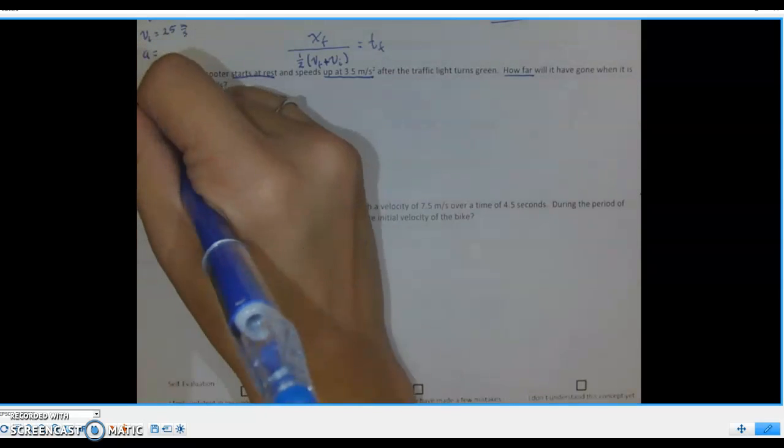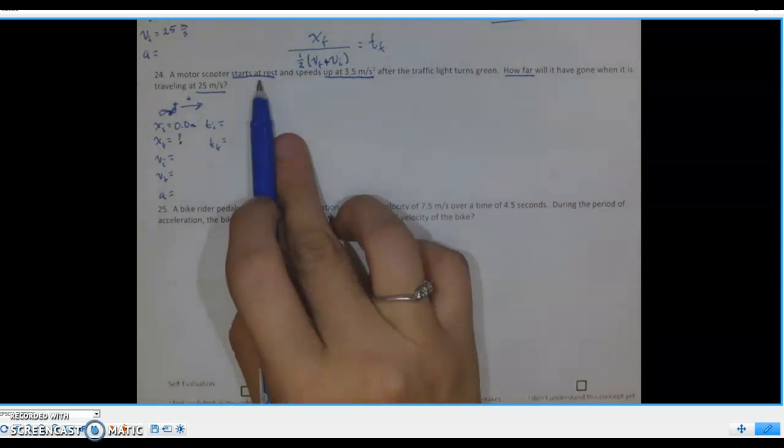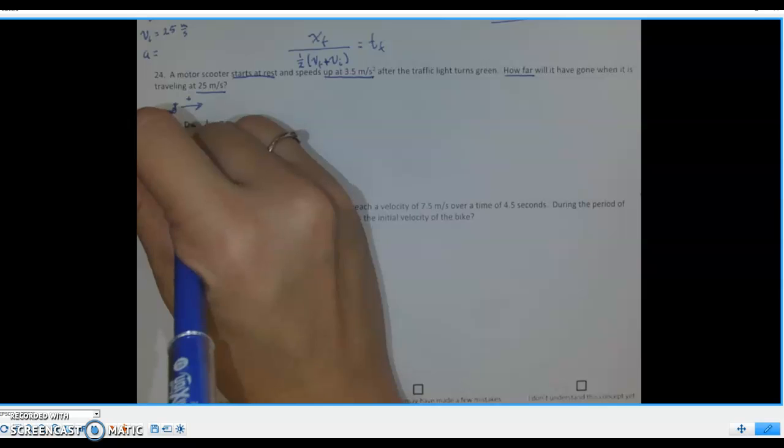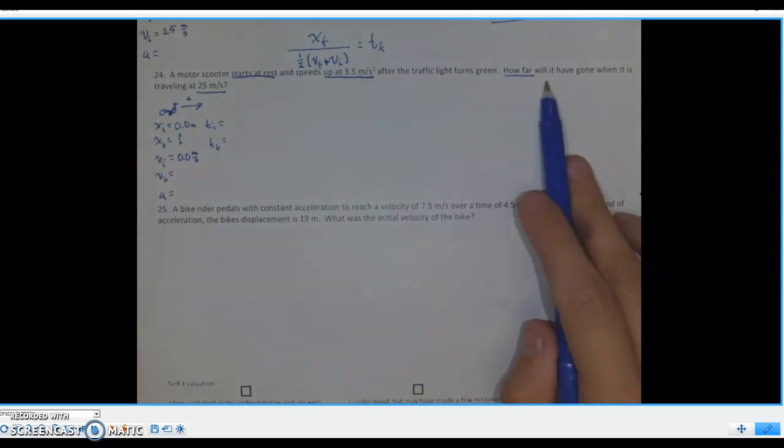How far will it have gone? So X final is what I'm solving for. It started at rest, so velocity initial is 0 meters per second.